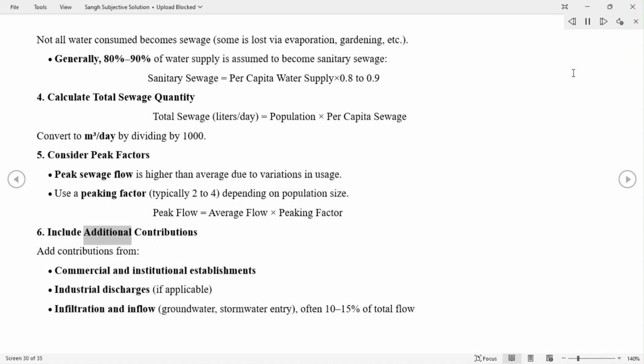6. Include additional contributions. Add contributions from commercial and institutional establishments. Industrial discharges, if applicable. Infiltration and inflow, groundwater and stormwater entry, often 10 to 15% of total flow.